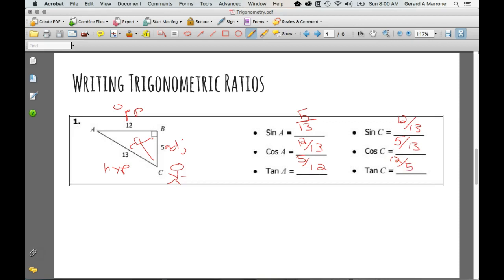A couple things to note here before we move on. You've got fractions for cosine and sine that are always going to be less than 1.